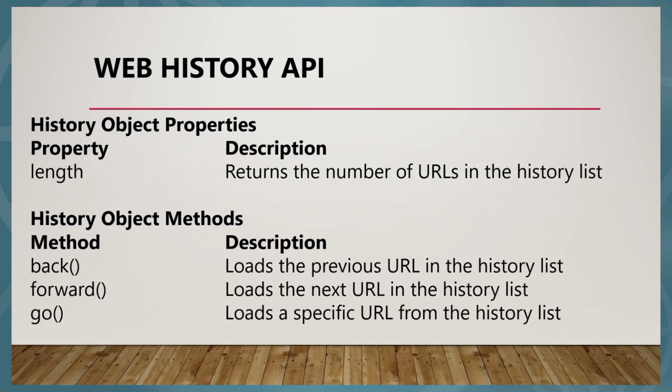Web History API. History Object Properties. So there's a property in the description. Length returns the number of URLs in the history list. In the history object methods, back loads the previous URL in the history list. Forward loads the next URL in the history list. And go loads a specific URL from the history list.